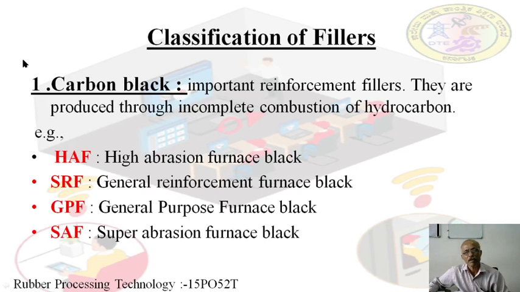Next, classification of fillers under that, carbon black. Carbon black is an important reinforcement filler. They are produced through incomplete combustion of hydrocarbon. Examples: HAF, that is high abrasion furnace black; SRF means semi-reinforcing furnace black; GPF, general purpose furnace black; SAF, super abrasion furnace black.